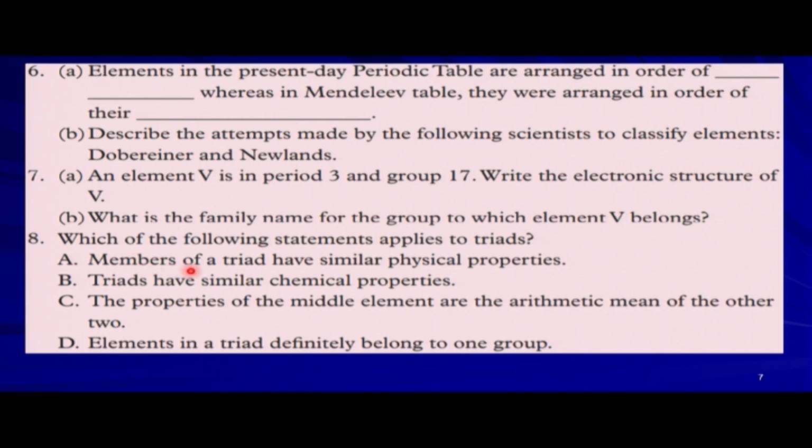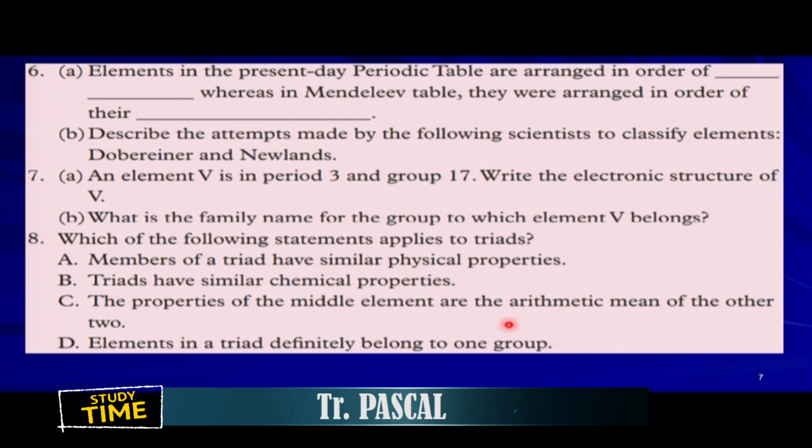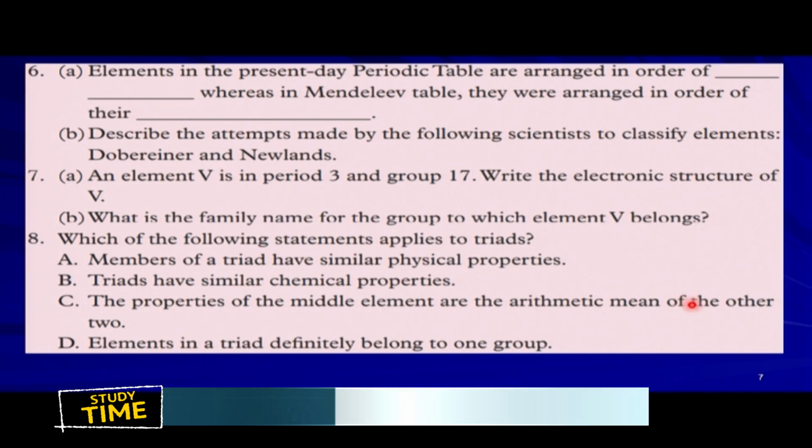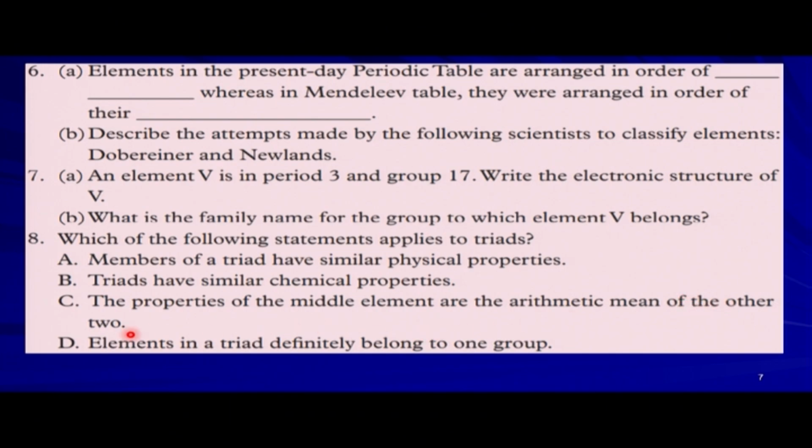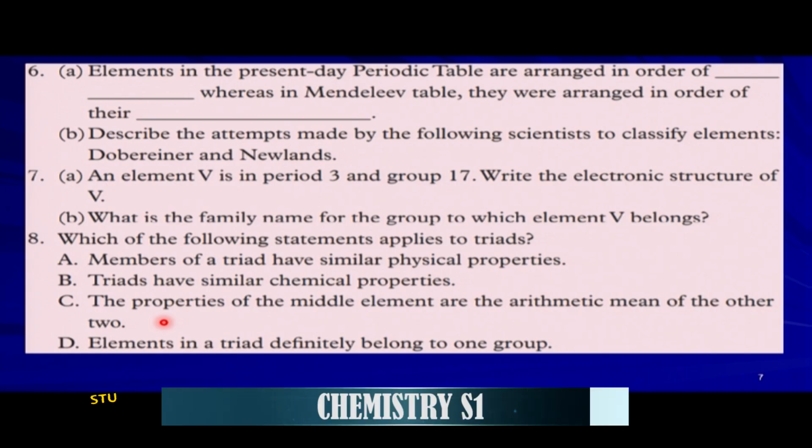Which of the following statements applies to triads? A, members of a triad have similar physical properties. B, triads have similar chemical properties. C, the properties of the middle element are the arithmetic mean of the other 2. D, elements in a triad definitely belong to one group. So I guess C is the one which is right. The properties of the middle element are the arithmetic mean of the other 2. We know that. It's almost the average.